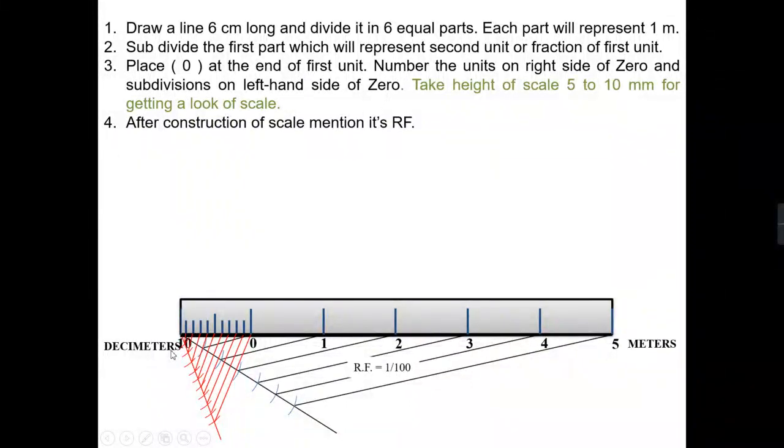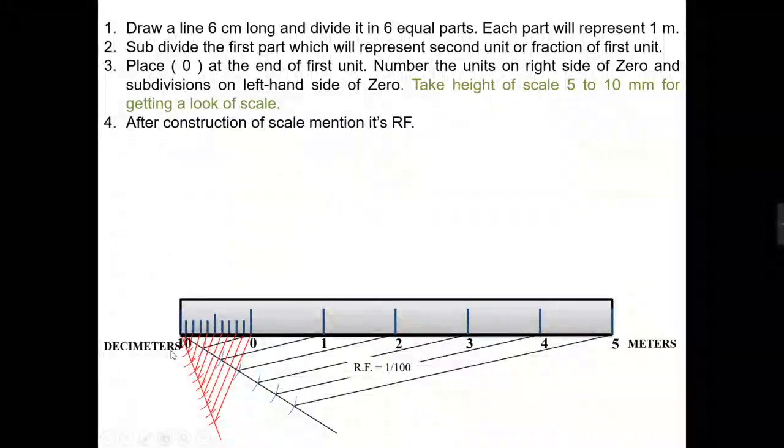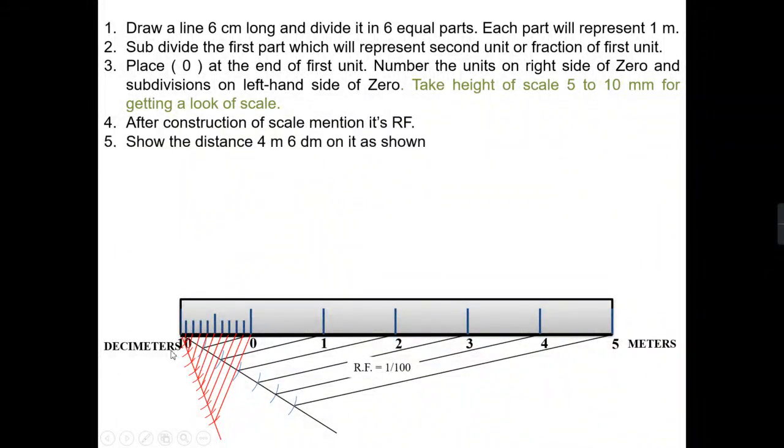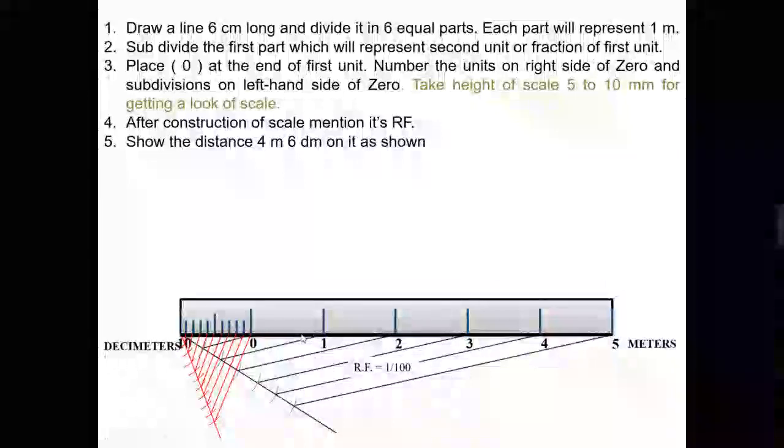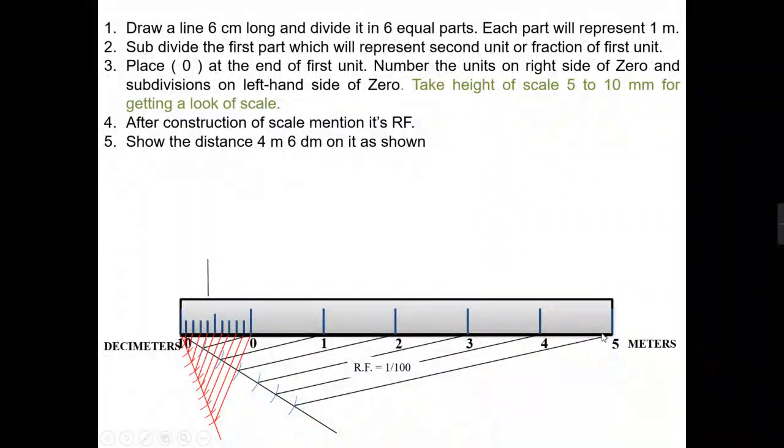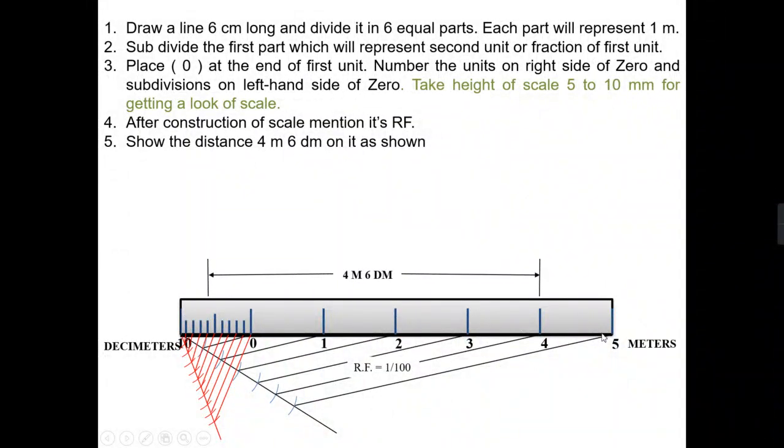And in the question, it was mentioned that you have to show the distance of 4 meter and 6 decimeters. So decimeters you can measure from here 1, 2, 3, 4, 5 and 6, and the meter you can measure from this scale. So this is how you can represent the distance.